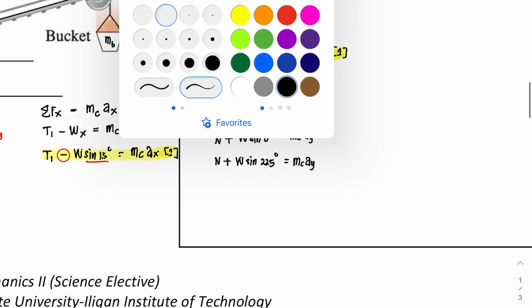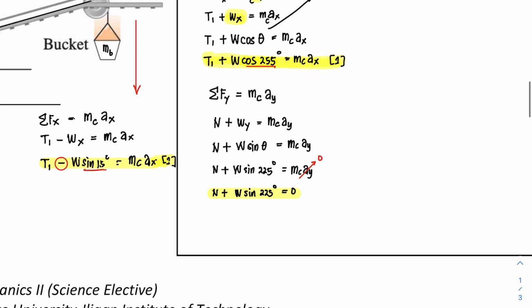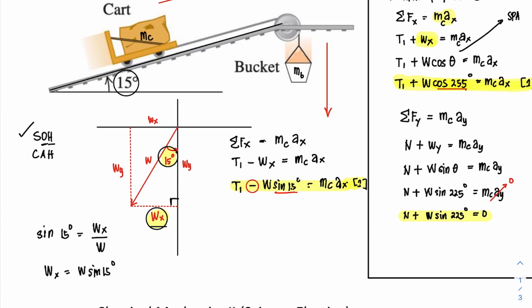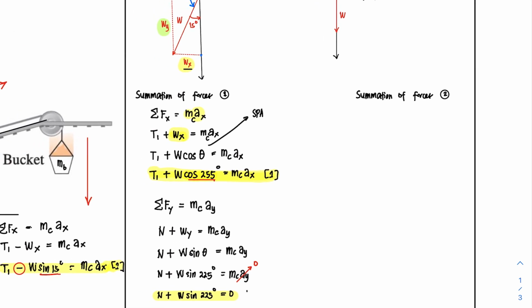So to simplify this one, your a sub y in this case will just be 0, and that will lead you to the equation N plus W sine of 225 degrees is equal to 0. So that's your equation 2. Now, if you don't want to use SPA, you can continue here on this side. You will get the same result regardless, okay? So that's it for your equation 2.